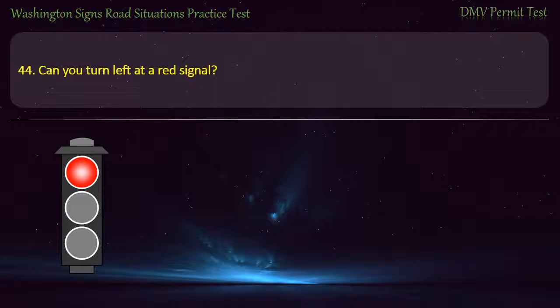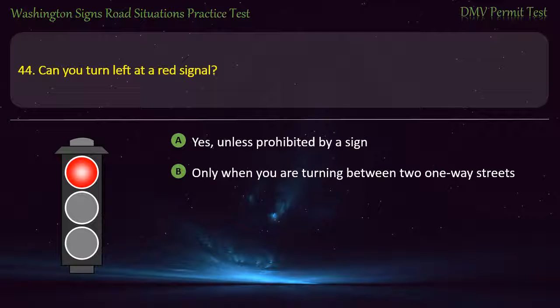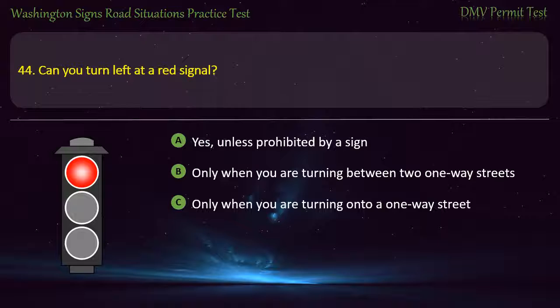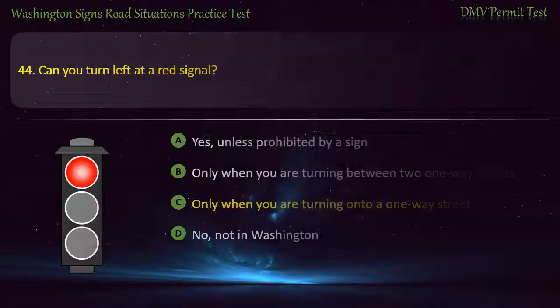Question 44. Can you turn left at a red signal? Yes, unless prohibited by a sign. Only when you are turning between two one-way streets. Only when you are turning onto a one-way street. No, not in Washington. Answer. Only when you are turning onto a one-way street.